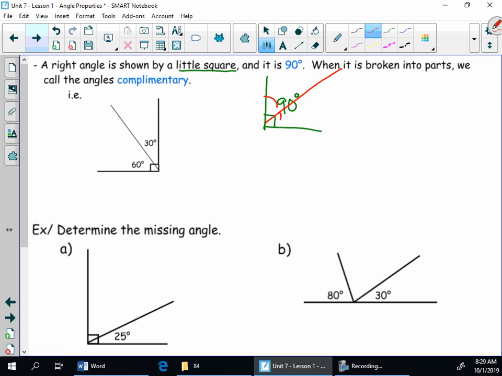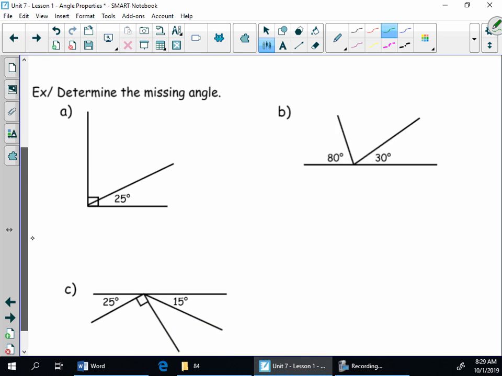Look at this example right here. 30 and 60 comes out to 90, and it has to because it says it's making a little box. That means we can use the same idea we just did, but instead of 180, it has to come out to 90. So let's take a look at some examples.